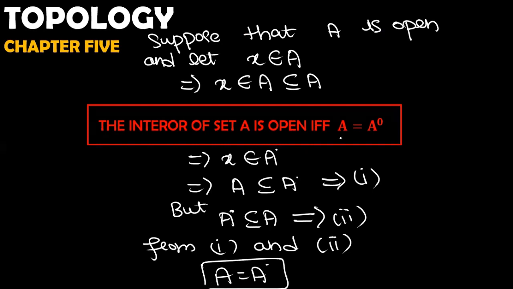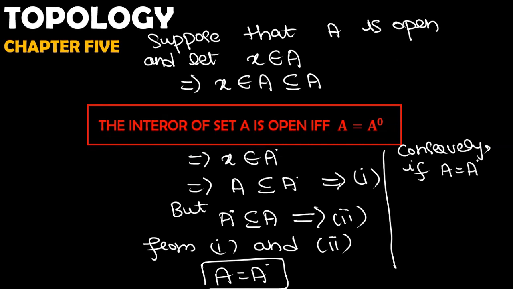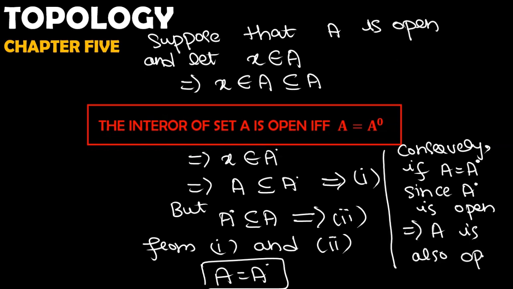We also have to prove its converse because of the condition if and only if. So conversely, if A is equal to A interior, then since A interior is open and A is equal to it, this implies that A is also open. Because A interior is open and A interior is equal to A, this implies that A is also open.